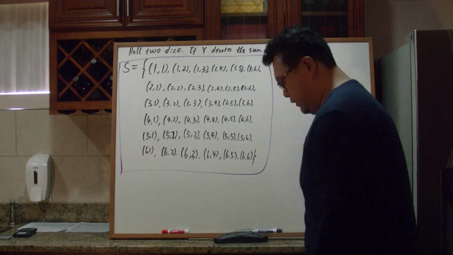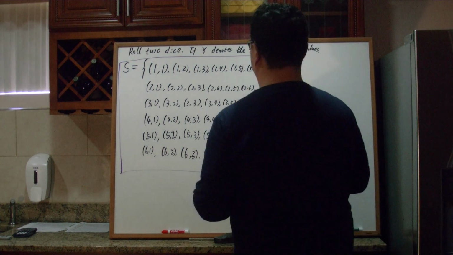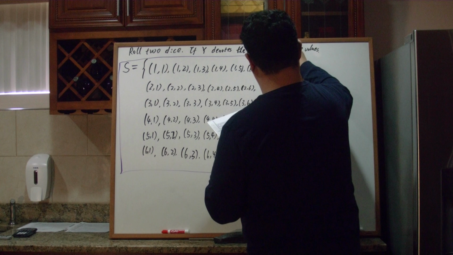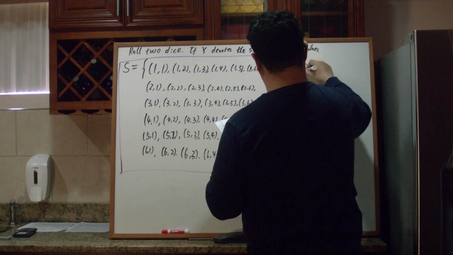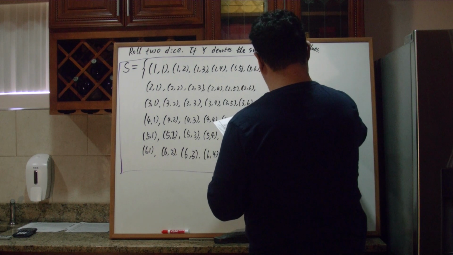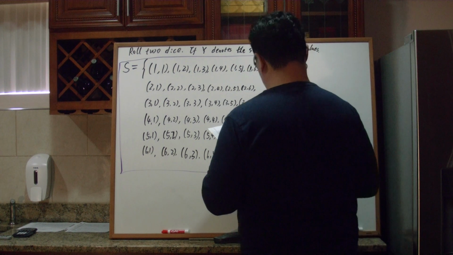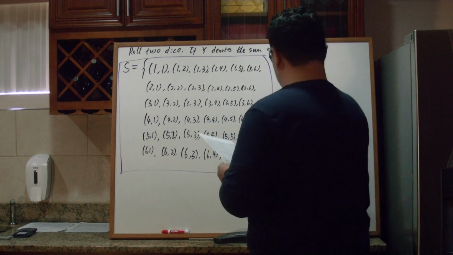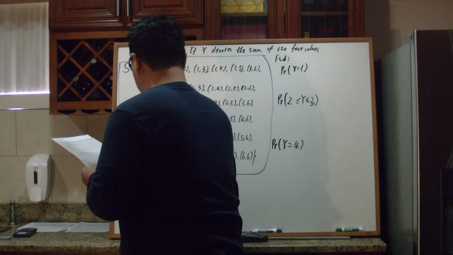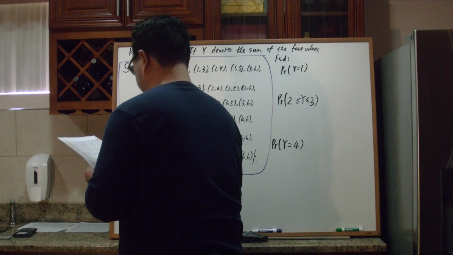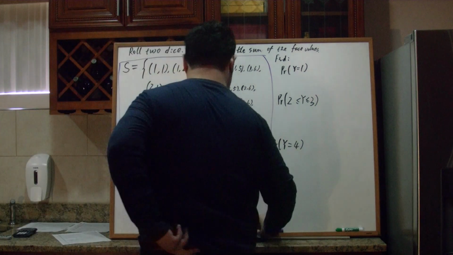Then the actual question. The question is asking to find the probability that the sum is equal to 1, the probability that the sum is between 2 and 3 included, the probability that the sum is 4, or the sum to be 7.